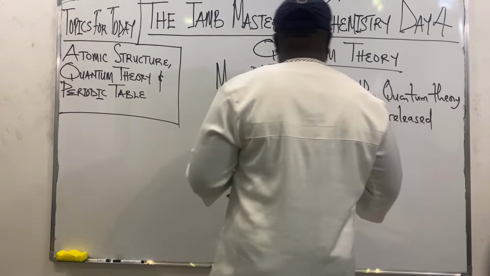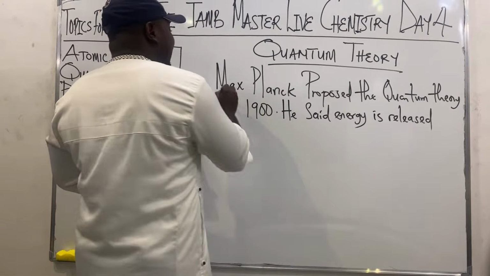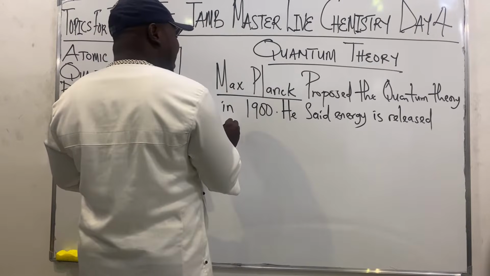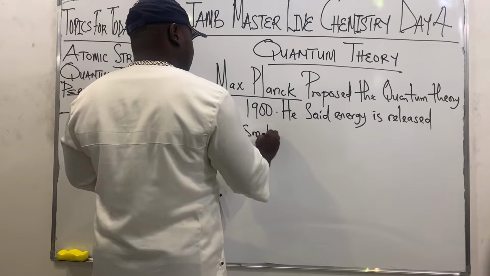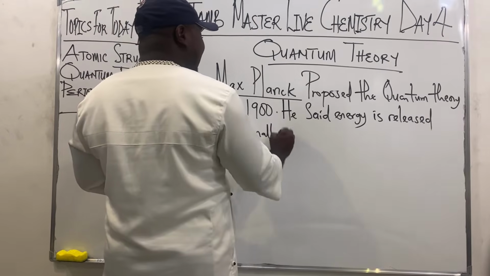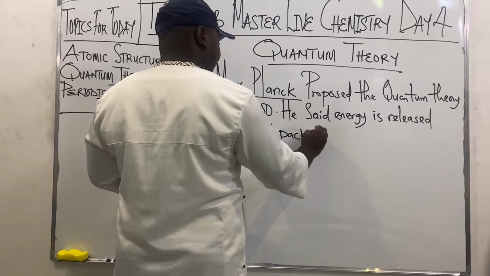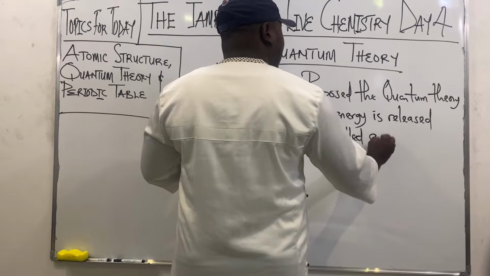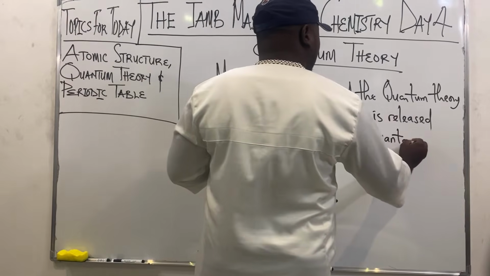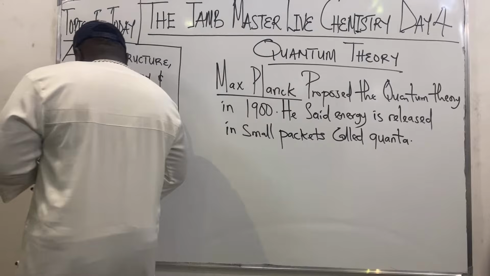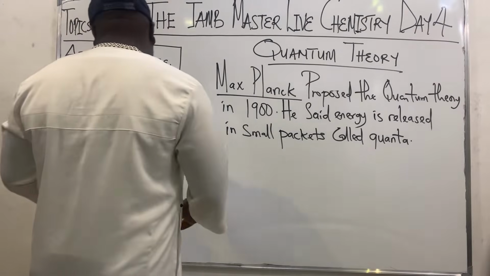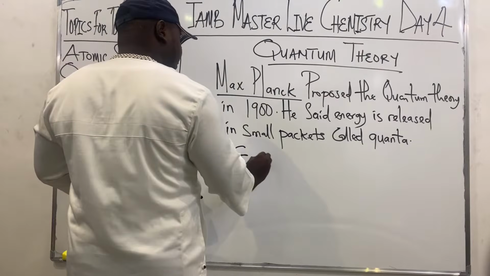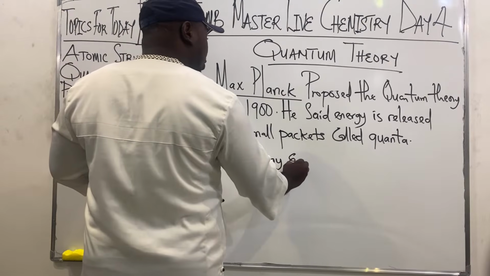Class, the quantum theory was proposed by a scientist known as Max Planck. He said energy is released in small packets. So atoms release energy in small packets called quanta. And Max Planck gave an energy equation.